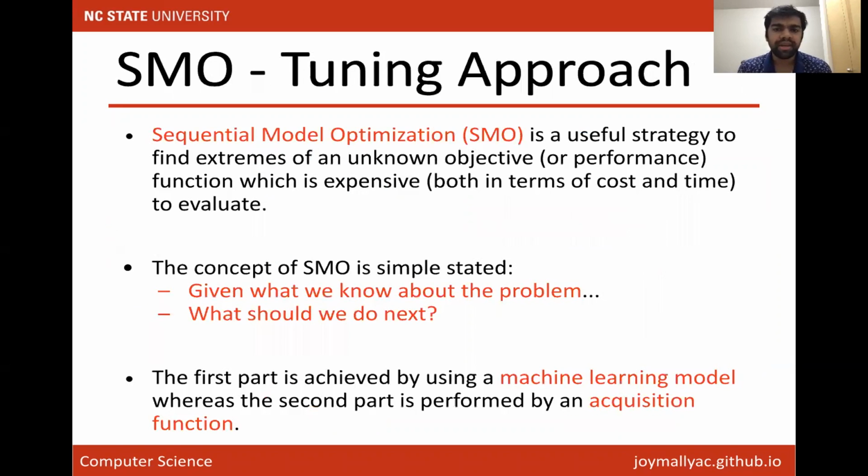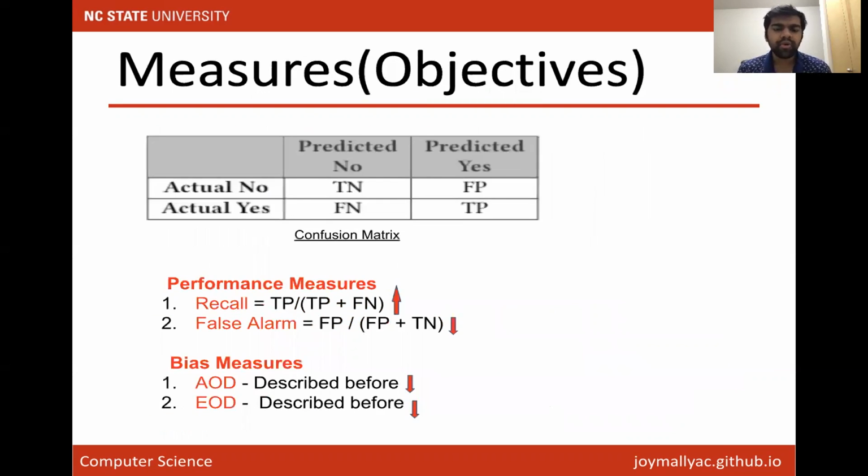We used SMO, which is the short form of sequential model optimization, to find the best parameters for the logistic regression model. The concept of SMO is very simple: given what we already know about the problem, and depending on that, what should we do next? The first part is achieved by using a machine learning model, and the second part is performed by an acquisition function.